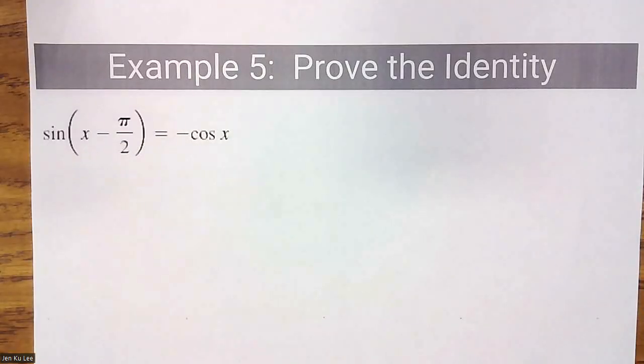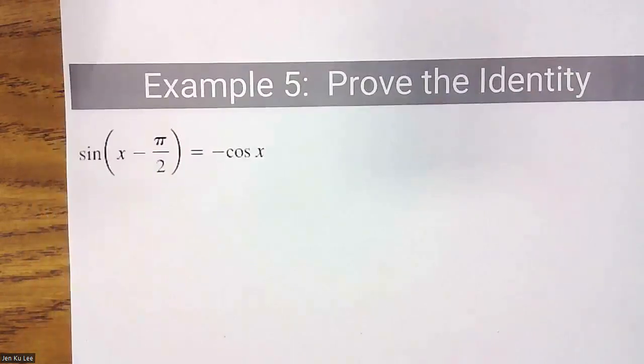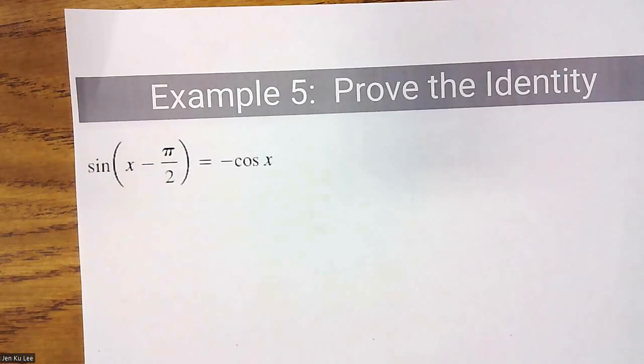All right, so this is the second part of 7.2, where we're proving identities, or verifying identities. So here's your first example: sine of x minus pi over 2 equals negative cosine of x.